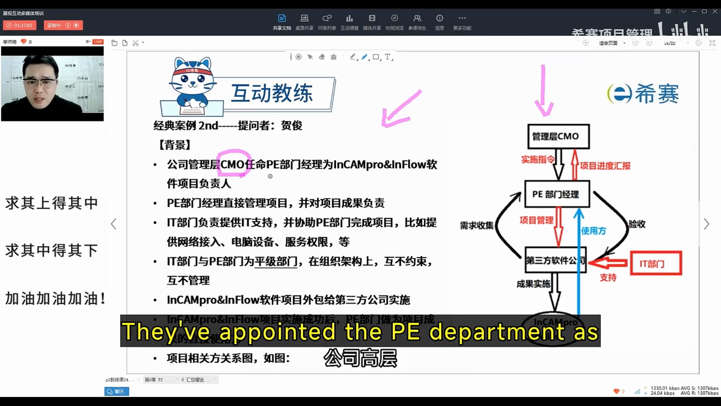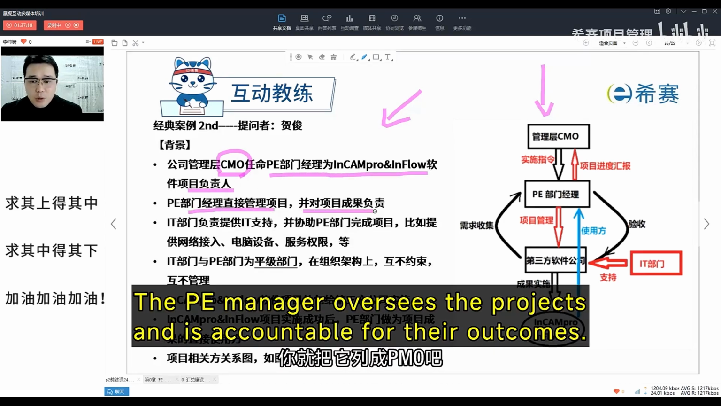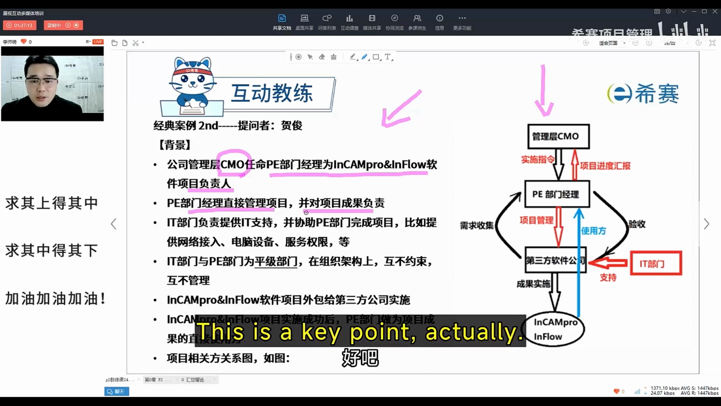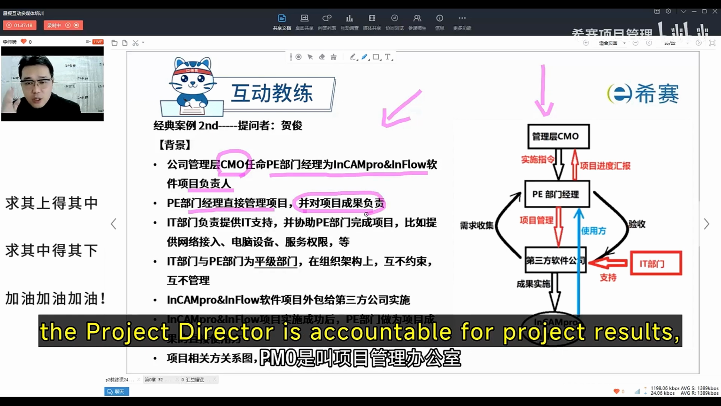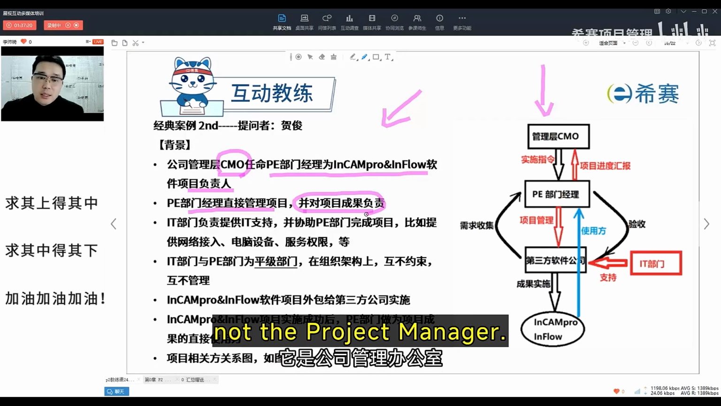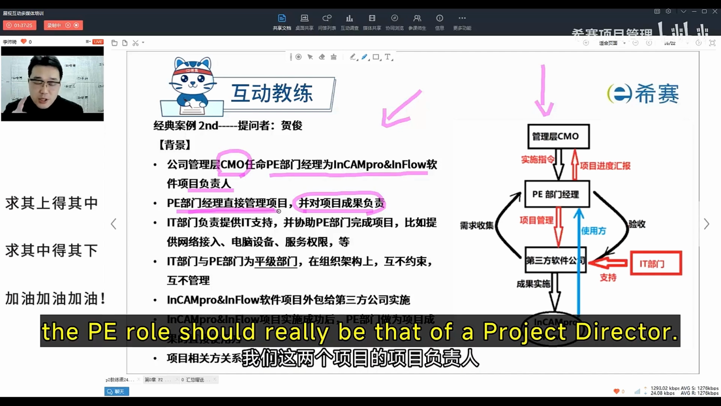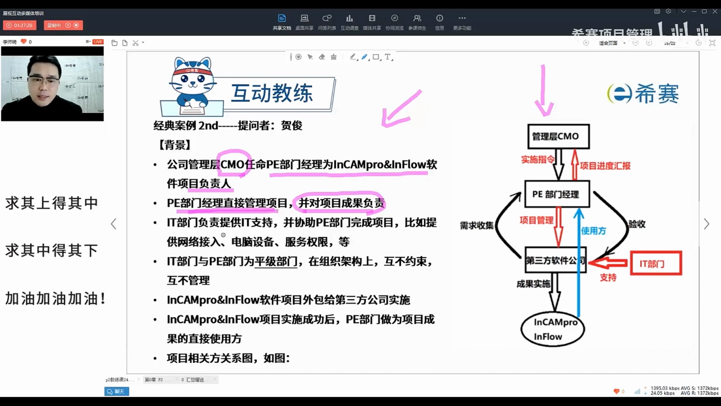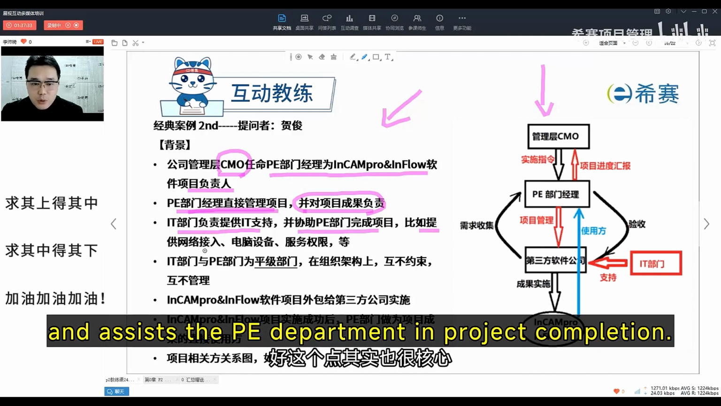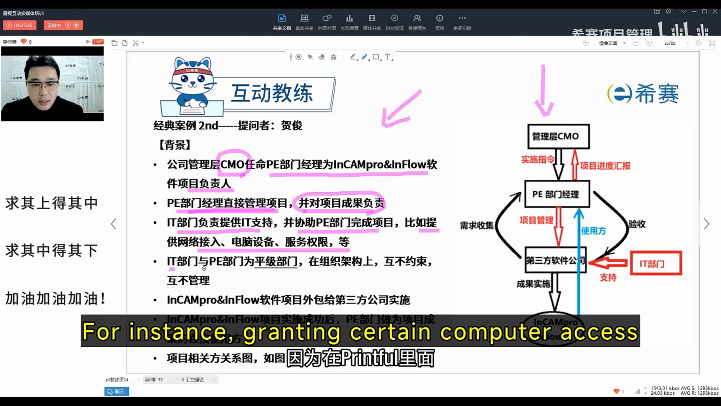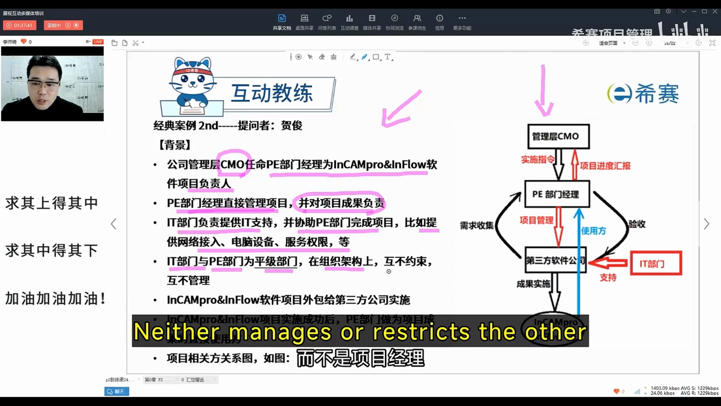They've appointed the PE department as the lead for all two projects. The PE manager oversees the projects and is accountable for their outcomes. This is a key point, actually. You see, at PRINCE2, the project director is accountable for project results, not the project manager. So despite their title of project manager, the PE role should really be that of a project director. The IT department provides technical support and assists the PE department in project completion, for instance, granting certain computer access. IT and PE departments are on equal footing. Neither manages or restricts the other.